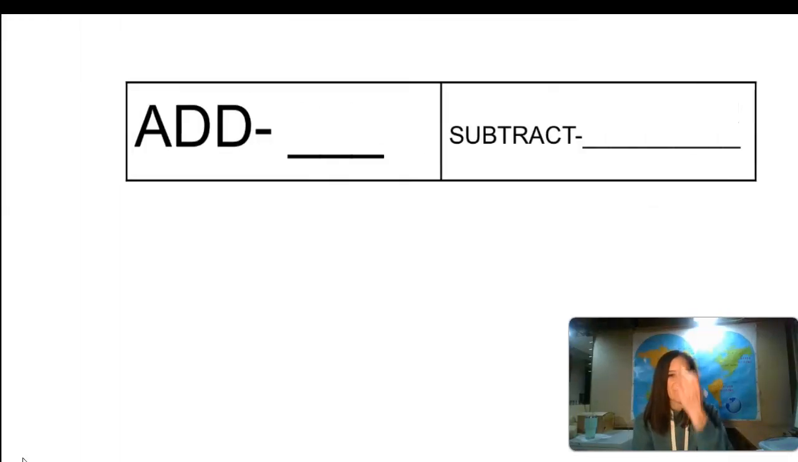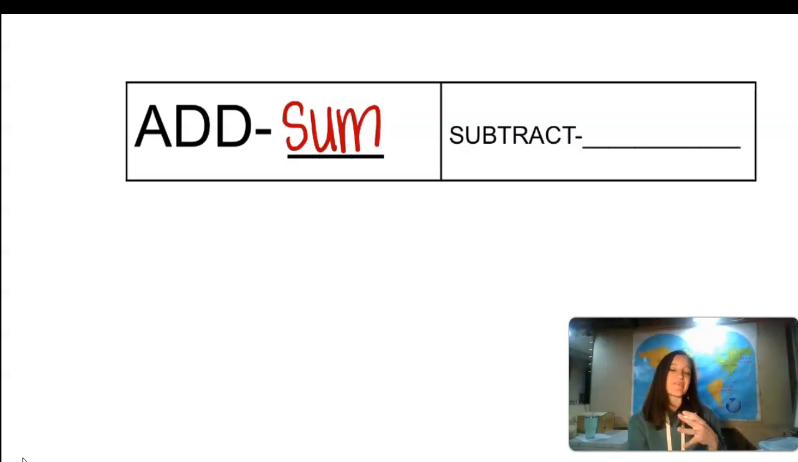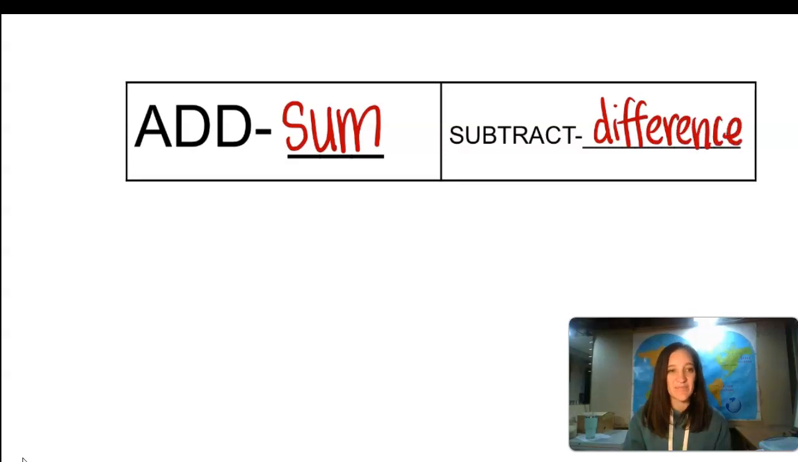So first thing I want you to know is that when you hear the word sum in any type of real world experience, we're talking about the answer when we add. When you hear the word difference, we are talking about the answer of subtracting two numbers. Okay, so those are two words you're going to want to just have memorized always.